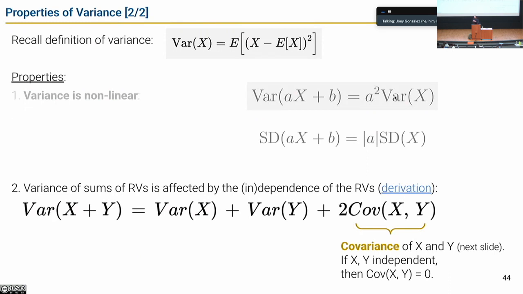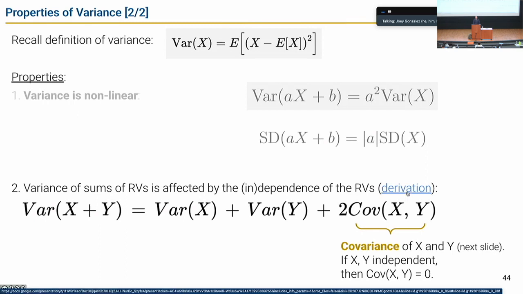Okay. The other thing, unlike expectations, remember I said the expectation of the sum is equal to the sum of the expectations. This is not true for variance. So the variance of the sum is equal to the sum of the variances plus 2 times the covariance of the terms. I'm not going to do the derivation for this. You can work through it. It is linked in the slides.